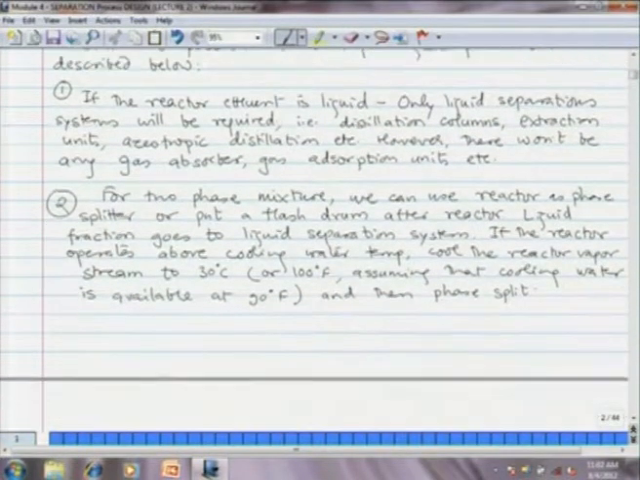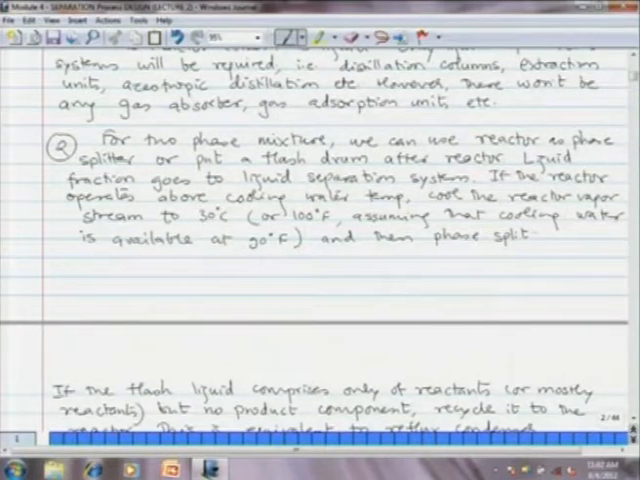For a two phase mixture, we can use the reactor as phase splitter, or we can put a flash drum after the reactor where the phase split occurs. The liquid fraction emerging from the flash drum will go to the liquid separation system. If the reactor operates above cooling tower temperature, then we can use the cooling water to cool the reactor vapor stream, assuming that the cooling water is available at about 90 degrees Fahrenheit, about 20-25 degrees centigrade, and then we have to phase split.